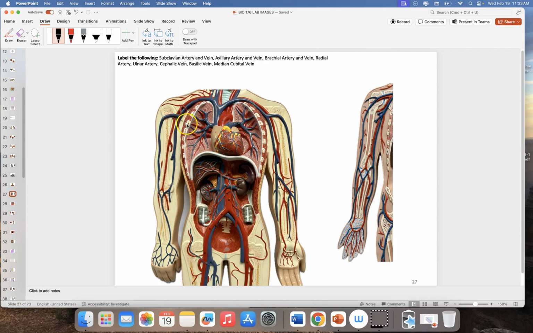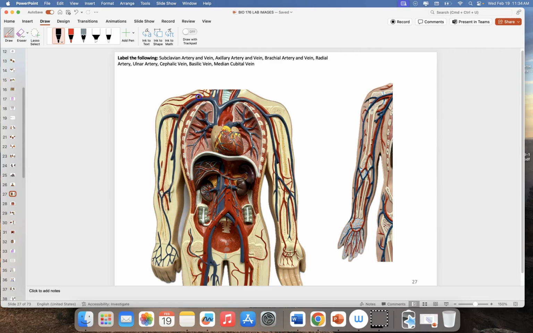In this video, we are going to focus in on the systemic arteries and veins of the upper limb. And we're going to go ahead and start with our subclavian arteries and veins. I know we've already briefly talked about those, but they're going to give us a good starting point for us to then trace down into the upper limb here.